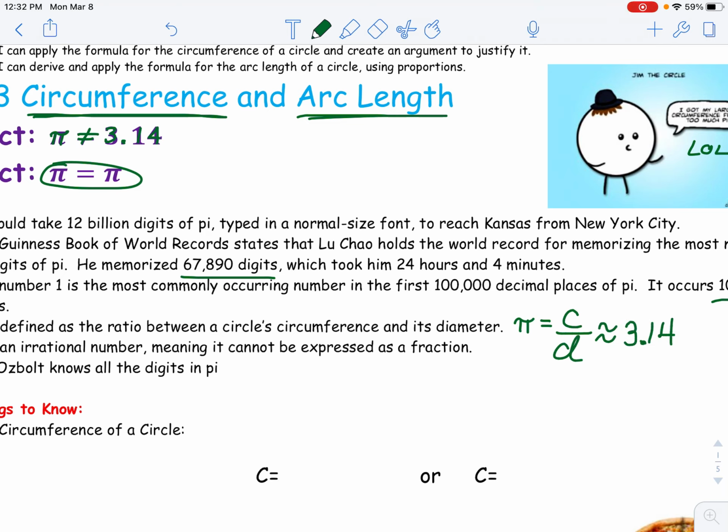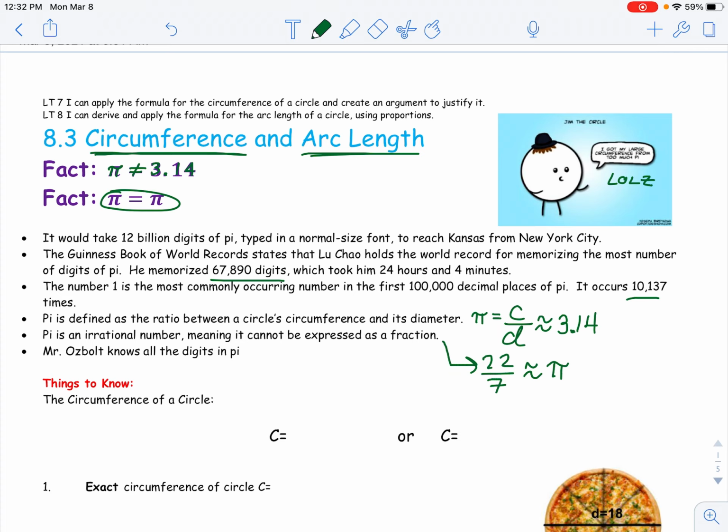Pi is an irrational number, meaning it cannot be expressed as a fraction. However, a fun fact is 22/7 is a close approximation of pi. It does not equal pi, but it was used in the ancient days at times.